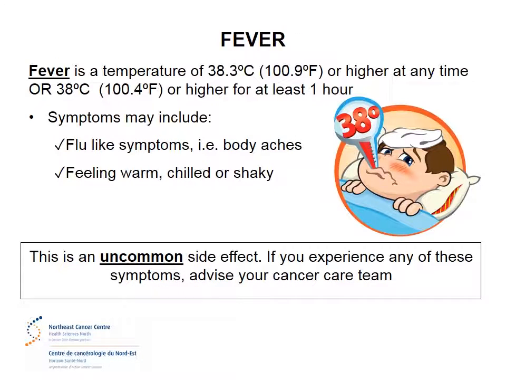Fever is a temperature of 38.3 degrees Celsius or 100.9 degrees Fahrenheit or higher at any time, or a temperature of 38 degrees Celsius or 100.4 degrees Fahrenheit or higher for at least 1 hour. Fever is an uncommon side effect of immunotherapy. Symptoms of fever may include flu-like symptoms such as body aches and feeling warm, chilled, or shaky. If you experience any of these symptoms, advise your cancer care team.